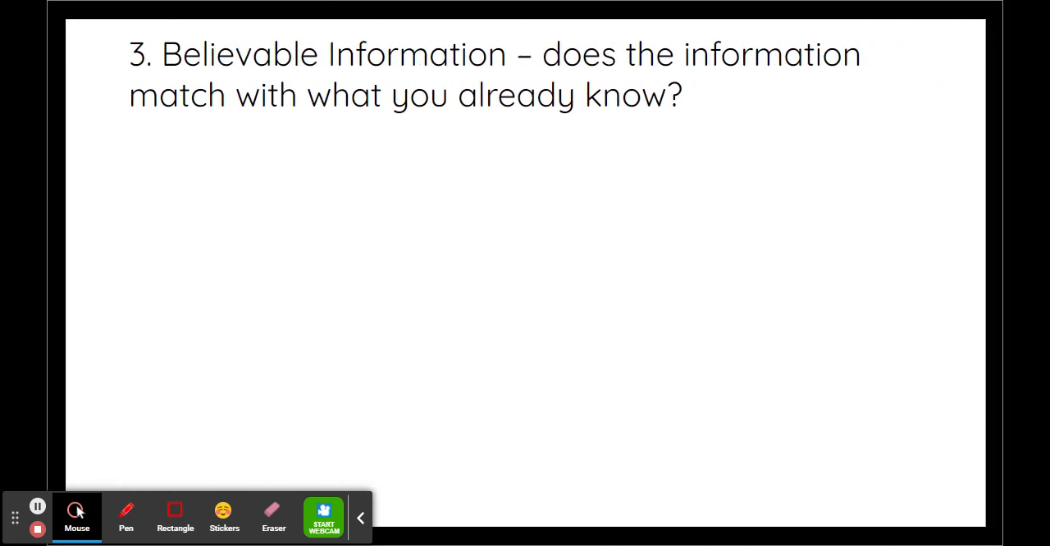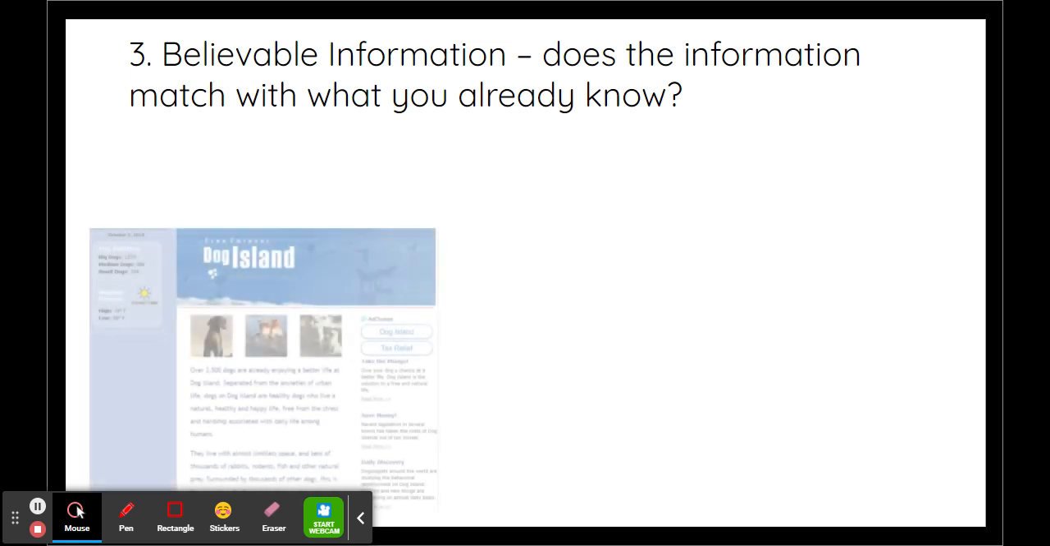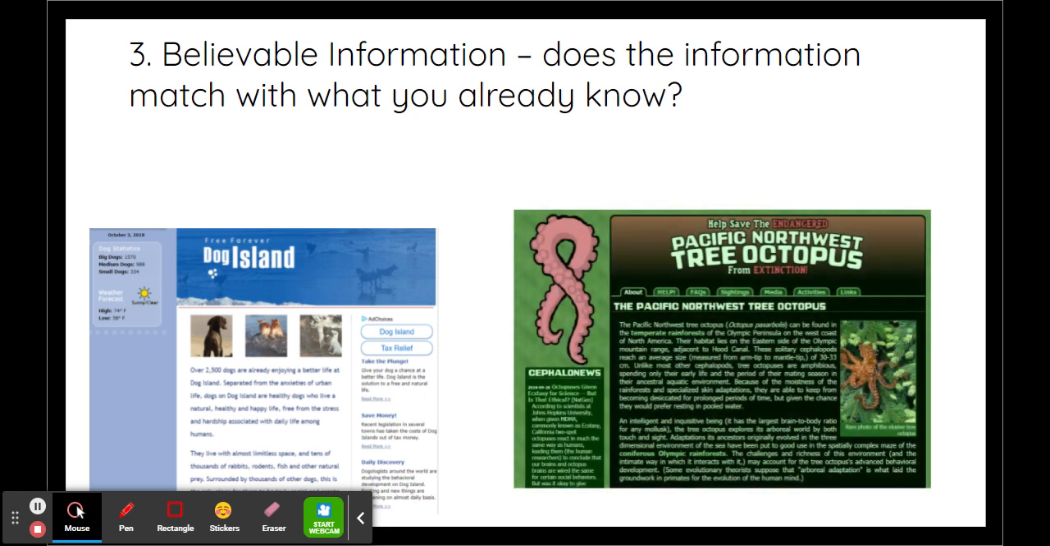Number three, make sure it's believable information. Does the information match with what you already know? So if you already know some things about the topic and you're looking up something and it doesn't match with what you're finding online, it may not be believable. So here's some examples of that.